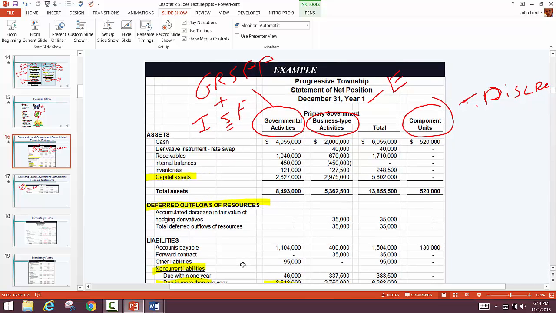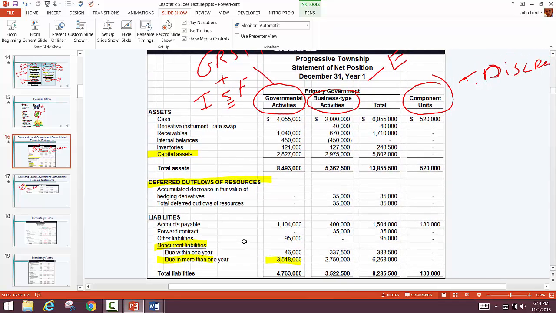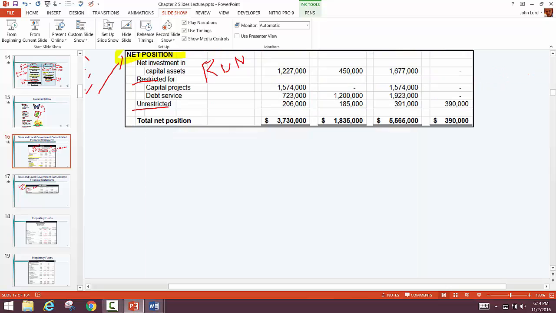Okay, so I have my internal service fund and my enterprise funds in the business type activities column, right? Now when you come down to the bottom of my business type activity column, do you see this number, 3,522,600? That's my total liabilities, which is not the number I wanted. I want this number right here, 1,835,000, which is my total net position for the total of my enterprise funds.